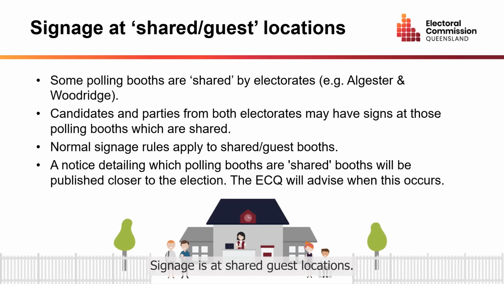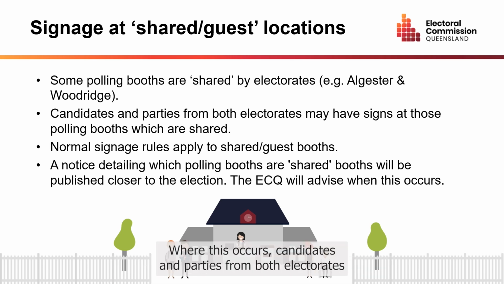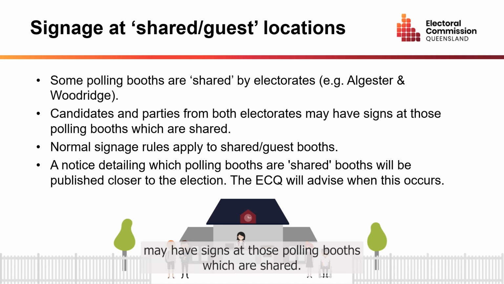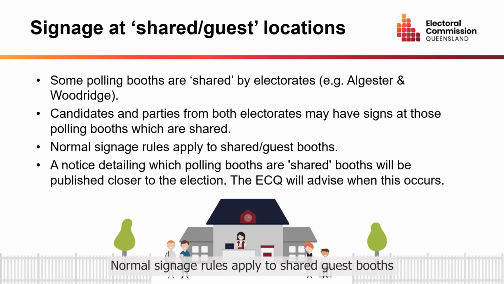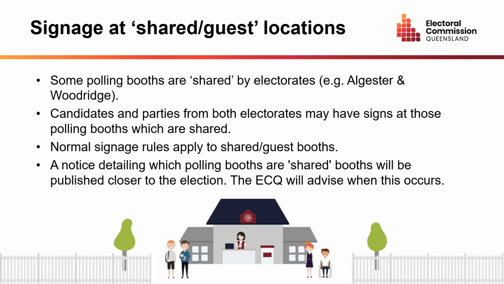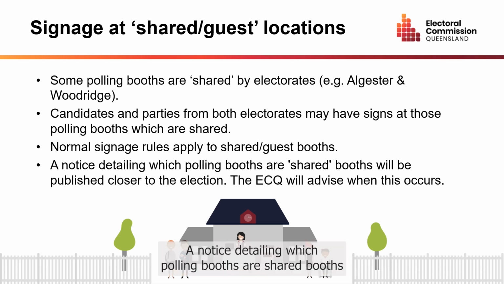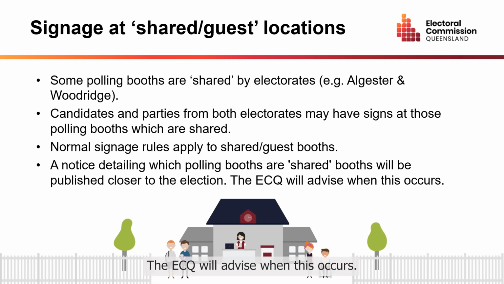Signage at shared guest locations. As occurred in the 2020 state general election, particular polling booths are shared by electorates, for example, Algester and Woodridge. Where this occurs, candidates and parties from both electorates may have signs at those polling booths which are shared. Normal signage rules apply to shared guest booths. A notice detailing which polling booths are shared booths will be published closer to the election. The ECQ will advise when this occurs.